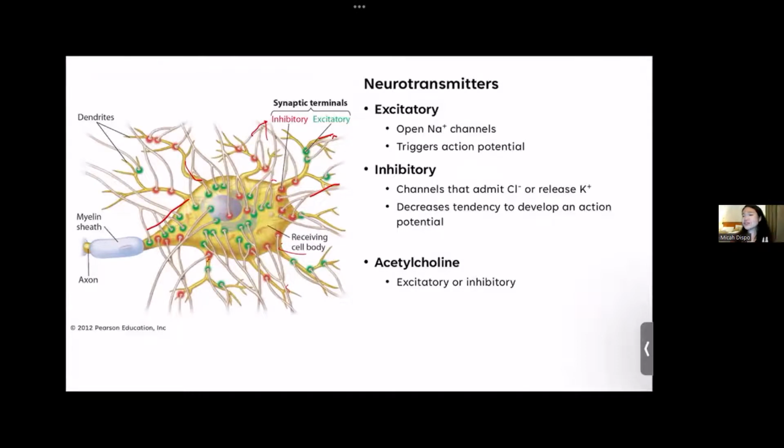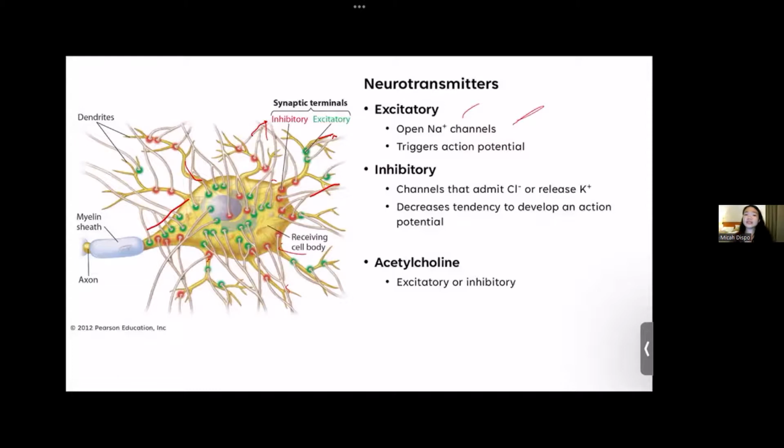So neurotransmitters released by the sending cell, they may either bind to sodium ion channels or to potassium ion channels. So if the neurotransmitters bind to sodium ion channels, they allow sodium ions to enter the receiving cell, thus triggering an action potential. Okay, because the inside of the cell becomes more and more positive, thus reaching a threshold, or the possibility of reaching threshold, and thus triggering an action potential. Now, the effects of these neurotransmitters that open sodium ion channels are excitatory.